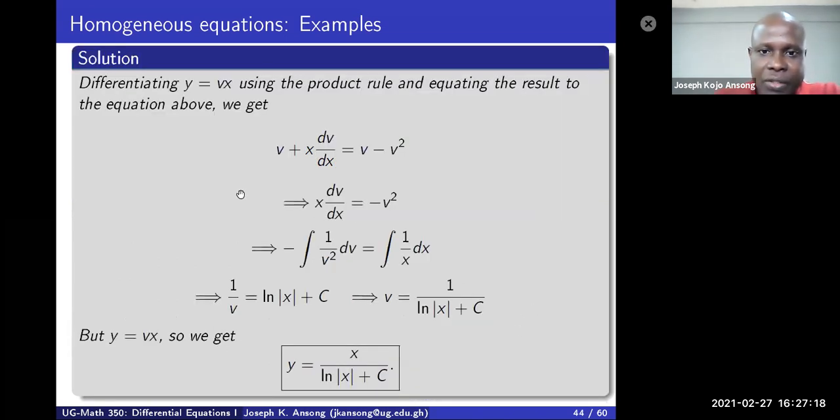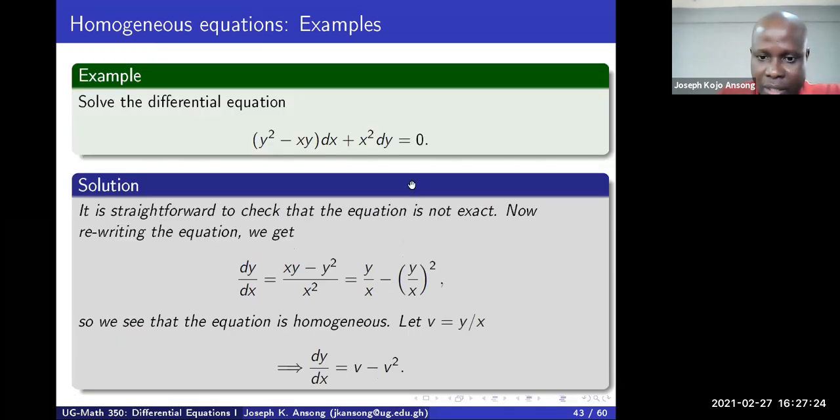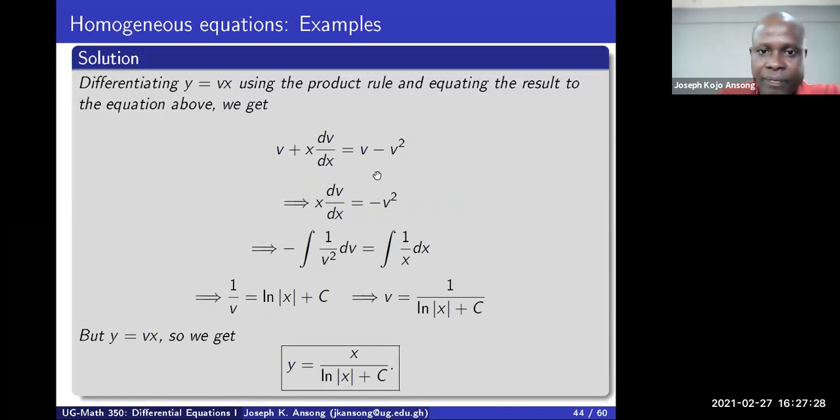Good. So when you use the product rule, you get v plus x dv/dx is equal to, if you go back, the right-hand side is v minus v squared. So that is what we have here. Okay, this v will cancel out this v, then x dv/dx is equal to negative v squared. Okay, so it's now separable. I can divide through by minus v squared, and I take the x to that side, and I get these expressions. Then you integrate both sides.